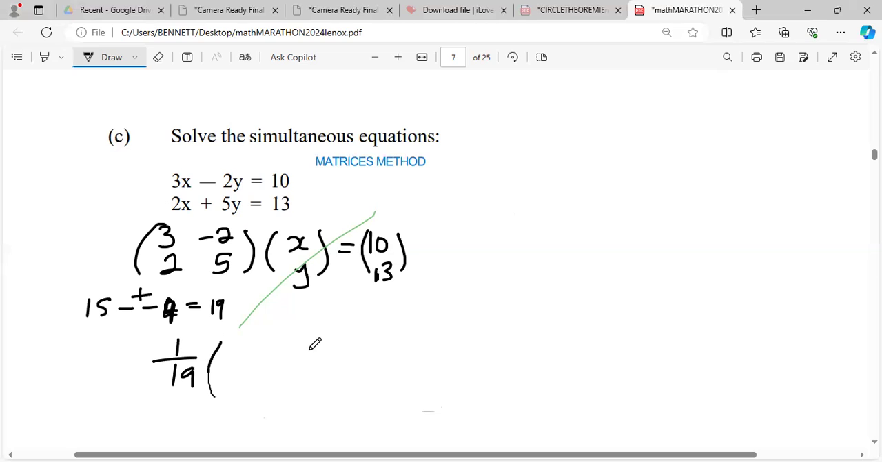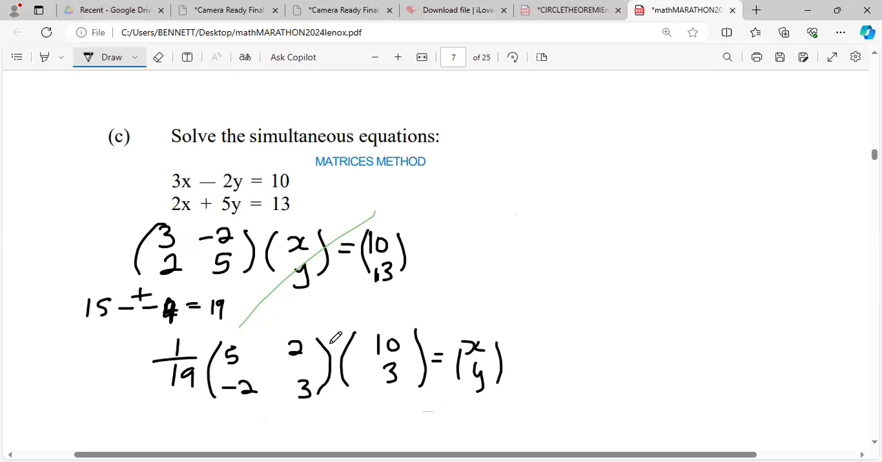And you find what we call the adjoint. So we're going to swap the position of 5 and 3. So 5 comes up here, 3 goes there, and change the sign of these, right? So this is a negative 2, change it to positive 2, and then this to negative 2. And then we multiply it by the answer, and that must equal x y. The top value is going to be x and the bottom value is going to be y. So when you multiply a row by column.